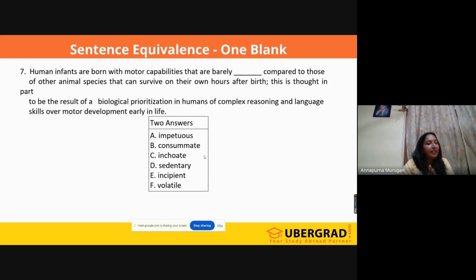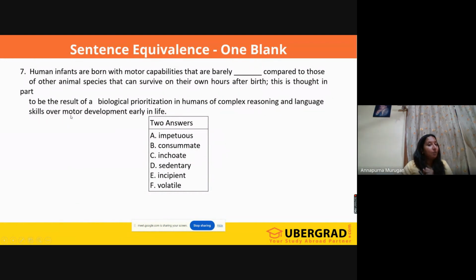Definitely they are saying that whatever the motor capabilities that are there in the infants, that is not well developed, or we can say that is comparatively lesser than the animal's motor skills. I could see the answers coming in. This is thought in part to be the result of a biological prioritization in humans of complex reasoning and language. But later on, the same motor skill is developed. That means what? Here it is not developed.